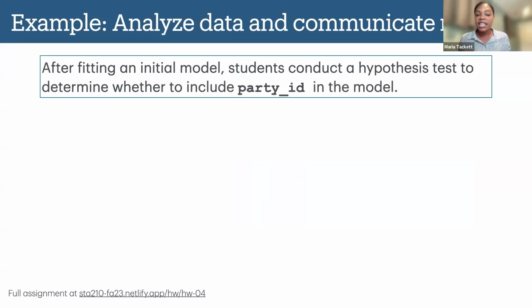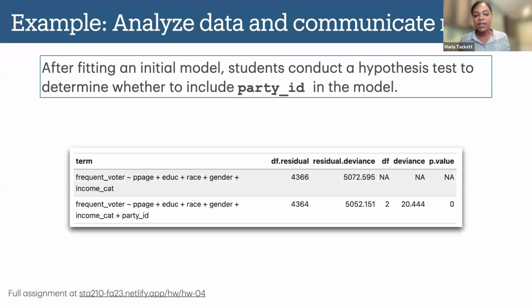And then they need to consider whether or not our variable of interest, party ID, should be included in the model. So they conduct a hypothesis test. We're doing logistic regression, so they conduct a drop-in deviance test and produce some output. You may notice all the way on the far right, the p-value is 0. The students are asked to conduct this test and then tell me if party ID should be in the model.